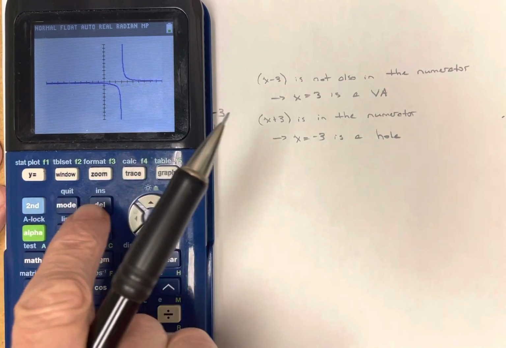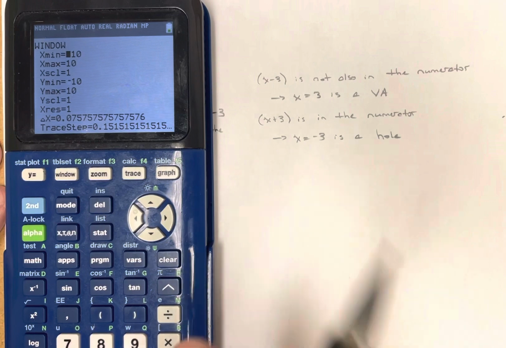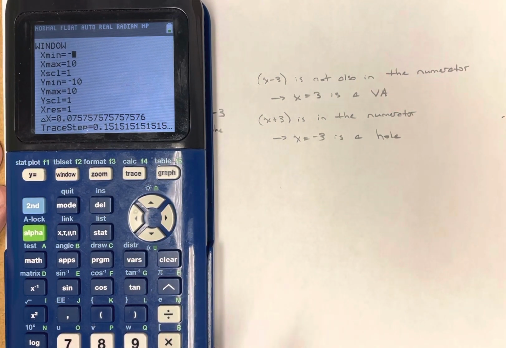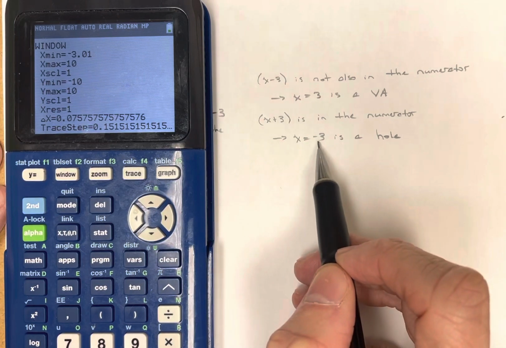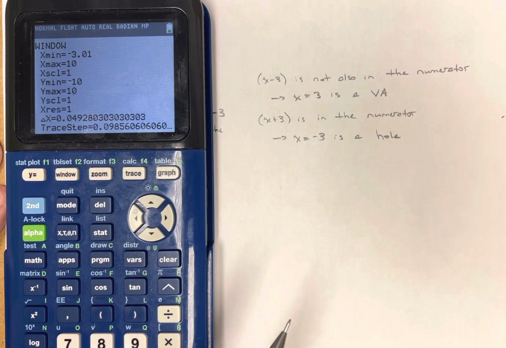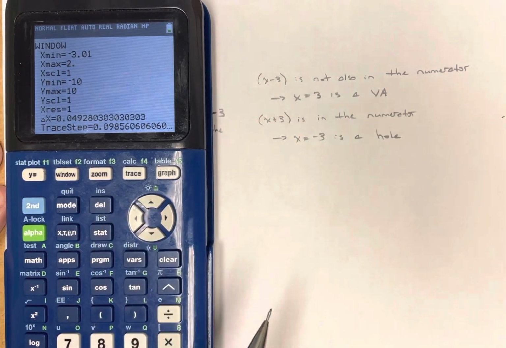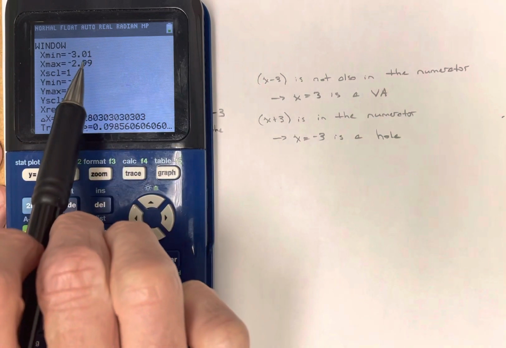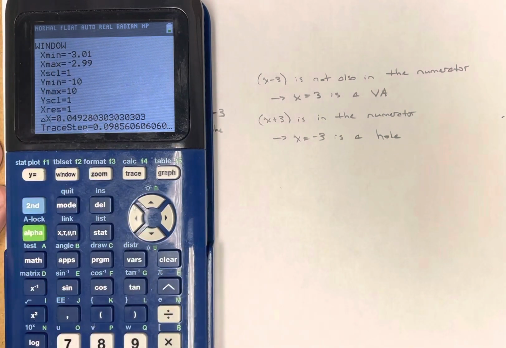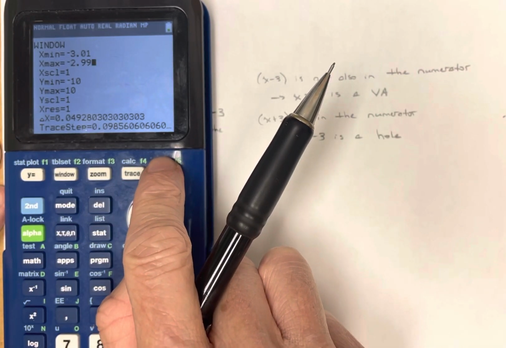Okay, so I'm going to go into my window, and I'm going to go just to the left, negative 3.01, which is just to the left of negative 3. And I'm going to go just to the right to negative 2.99. So I've surrounded negative 3, and I'm really in there tight. Okay, let's see if that will help me.